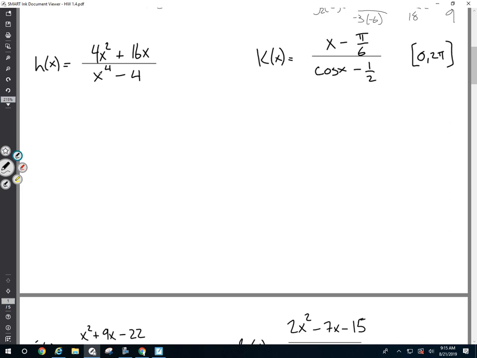I'm just going to go ahead and factor the top and the bottom. So the top is going to factor to 4x times (x plus 4). This will be the most efficient way to figure out our removable and non-removable discontinuities.